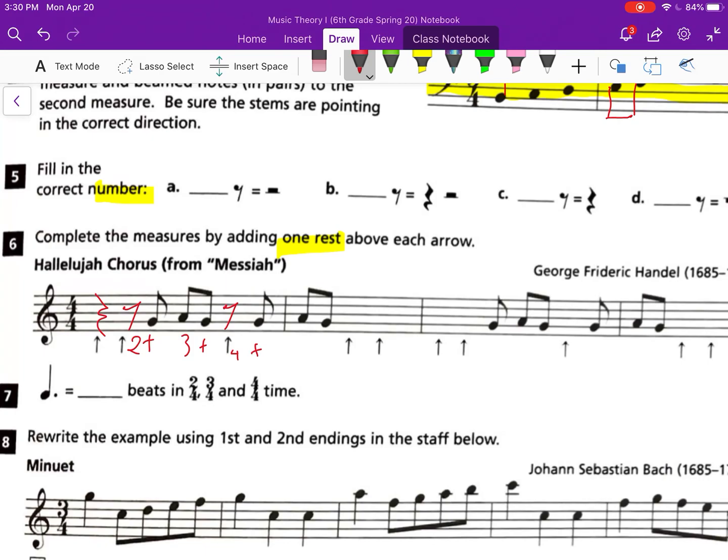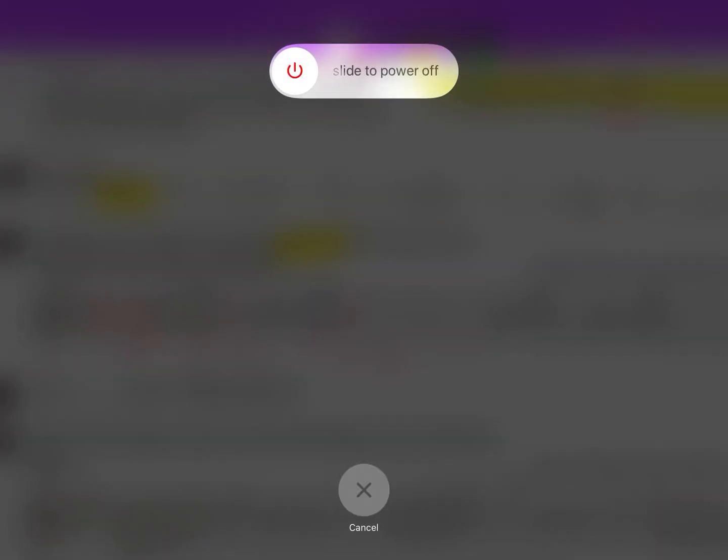In the second measure, there are 2 arrows, so I'm going to use 2 different rests to fill in what's missing. Well, this is 1 and, so I'm missing beats 2, 3, 4. Well, I can fill beat 2, a quarter rest, and I can fill 3 and 4 together.